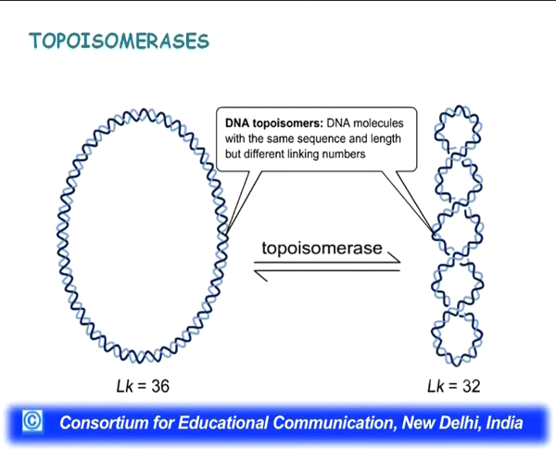So, they are termed as the DNA topoisomers. And the interconversion between these two states is catalyzed by the enzymes called the topoisomerases. Topoisomerases are the key enzymes present inside the cell, which maintain whether the DNA has to be in the relaxed state or in a supercoiled state.